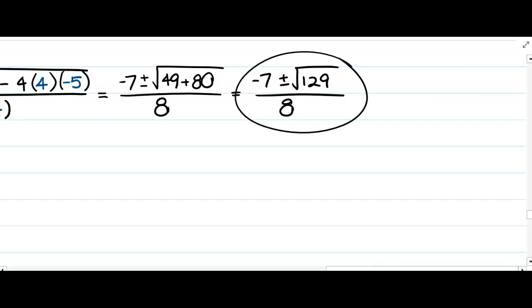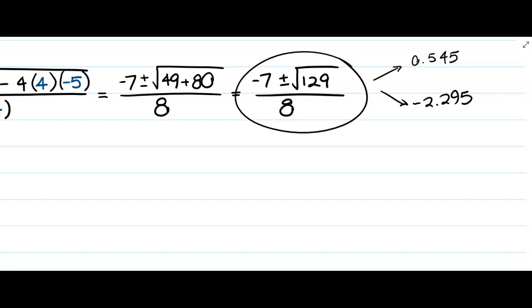Now, you can type this on a calculator. I'm going to do that right now. I'm holding a calculator right here with me, and I'm going to type it into the calculator. And divide by 8. My first answer is 0.545 rounded to the nearest thousandth. And when I do the other one where I'm subtracting radical 129, I end up with negative 2.295.